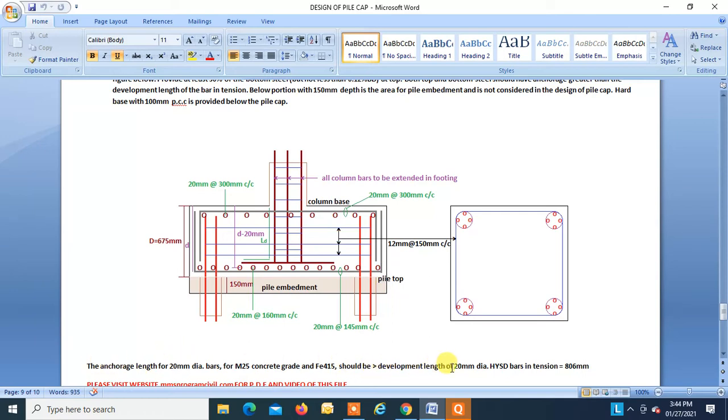So the development length for a 20 mm dia HYSD bar in tension is 806 mm when your concrete grade is M25 and steel is Fe415. So this is the minimum that you have to provide. We are providing more than that. Our pile diameter is 500 plus 100, so this is 600, plus our effective depth is 600, so we are providing 600 plus 600, that is 1200, which is much greater than 806, so it's safe. Fine. So we have already satisfied the anchorage length also.